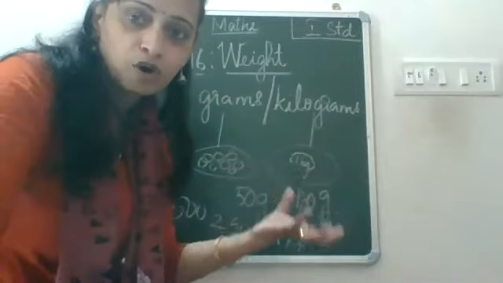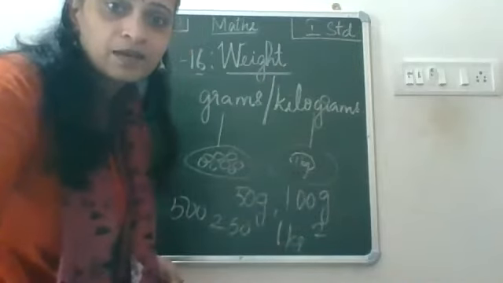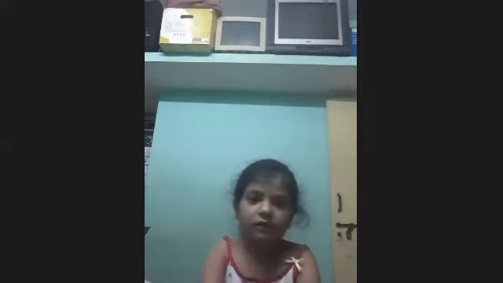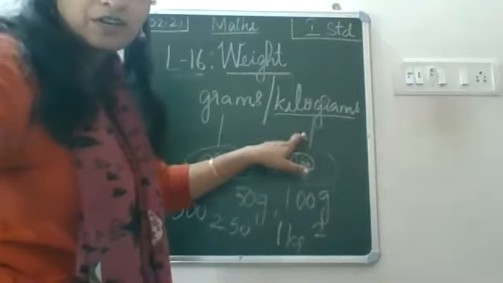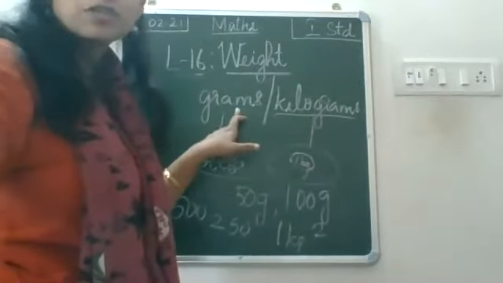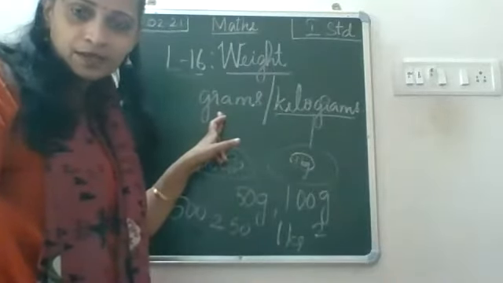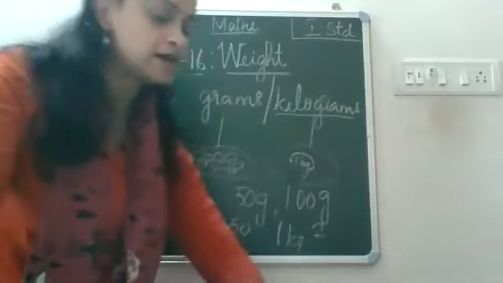Now, for bigger units of mass, what do you measure in? KG. Very good. KG to measure bigger units. Grams are used to measure smaller units. Okay, do you all understand? Yes. Very good.